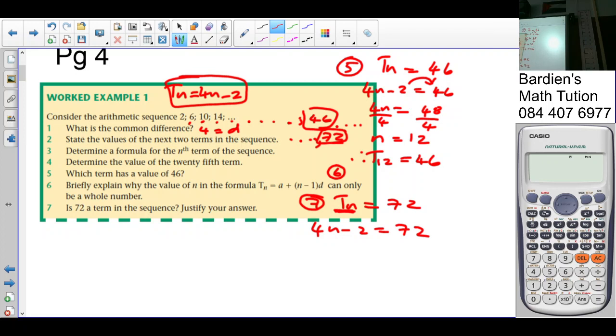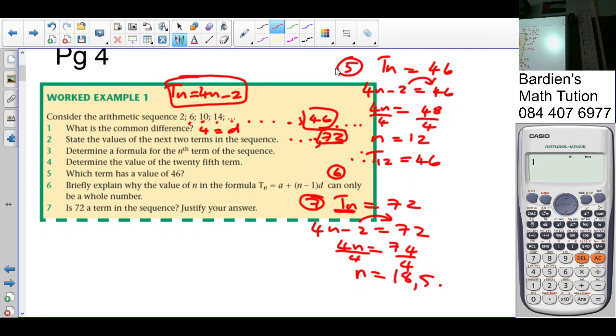So what do I do now? Solve for n. So we take it over. So 4n is equal to 74. Divide by 4 both sides. So n is 18.5.